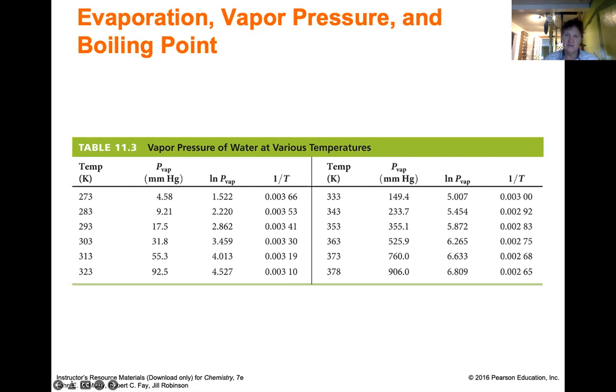And this is just a table of vapor pressure of water at various temperatures. So it's always true that vapor pressure goes up with temperature. And it's also true that the vapor pressure of water, if they had other substances on here, you'd notice was lower than most other substances because the intermolecular forces hold water in the liquid phase because they're so strong. So water has a fairly low vapor pressure.